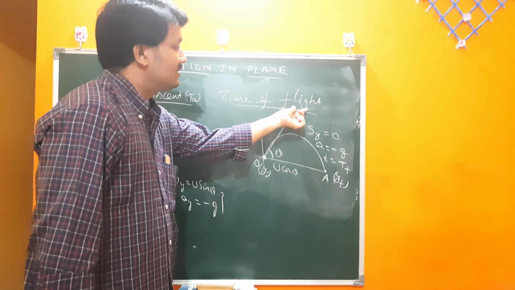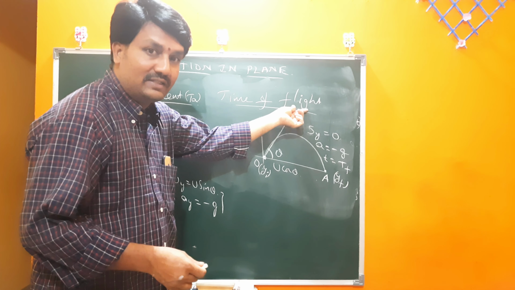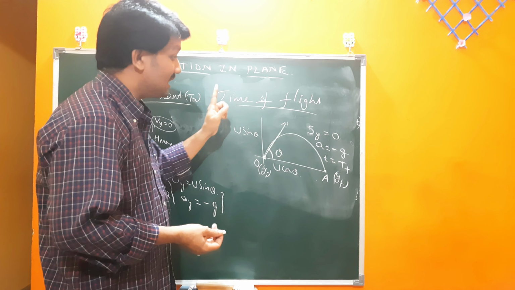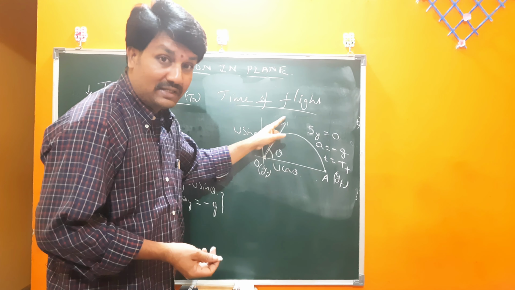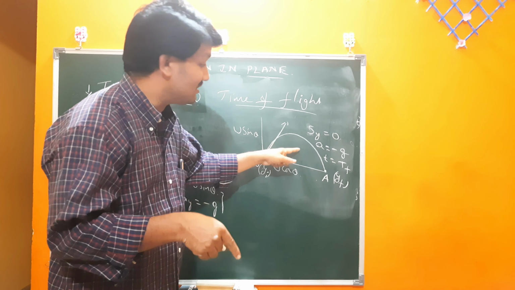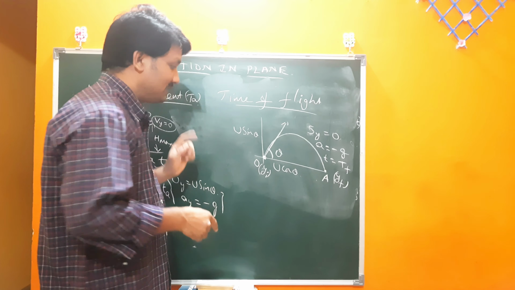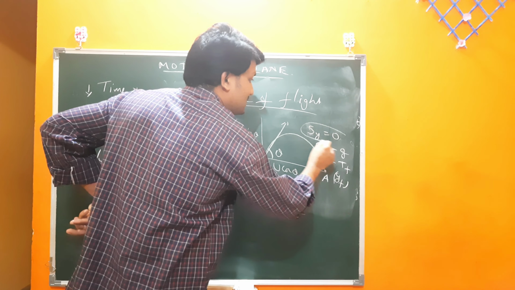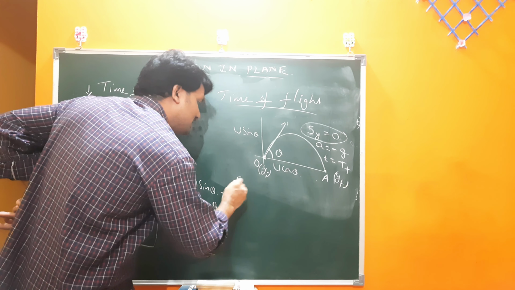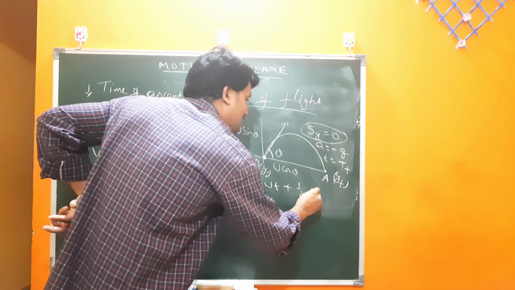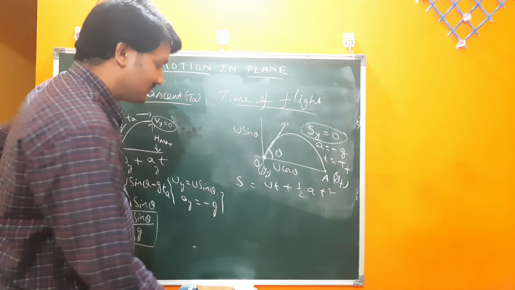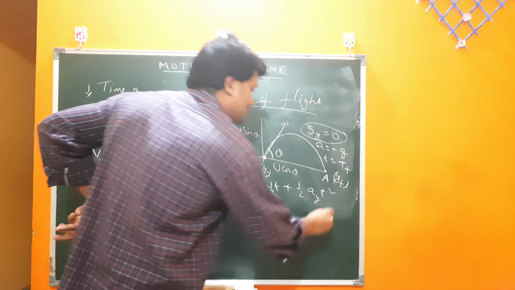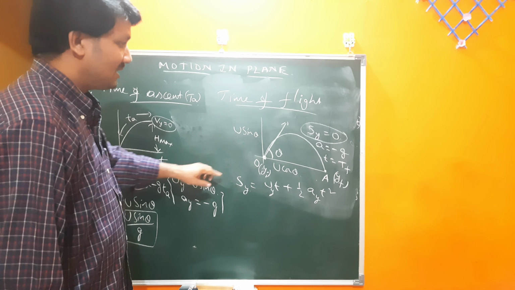Flight means the particle is traveling during its journey in air, that is called the flight. Right? The time of flight means the time taken by the particle during its journey in air is called time of flight. So to determine the time of flight, you have to start with Sy equal to 0. Then s is equal to ut plus half at square. Then Sy is equal to Uy t plus half Ay t square. How much is it here?